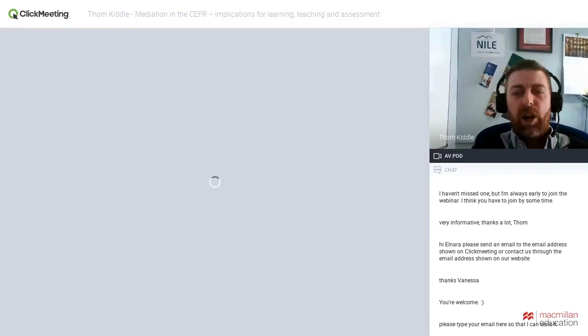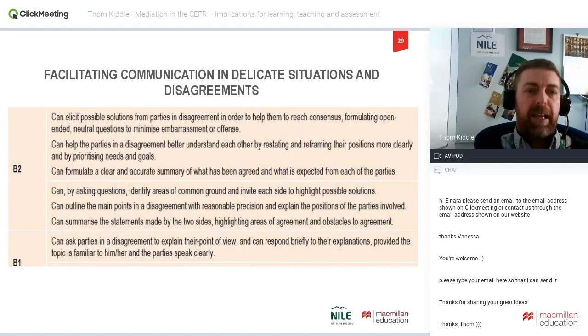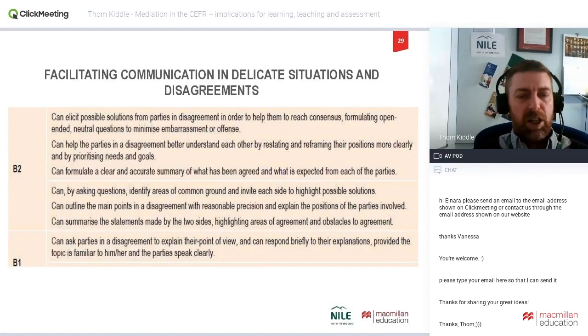So we need to take this competency as it's described here, and focus in on a particular level. We're going to focus on something around the B2 level, and here are the specific descriptors of what this competency looks like at B2. You can see the fine white line discriminating between B2 and B2 plus. So we have three can-do statements: can, by asking questions, identify common ground; can outline the main points in disagreement; and can summarize the statements made by the two sides.